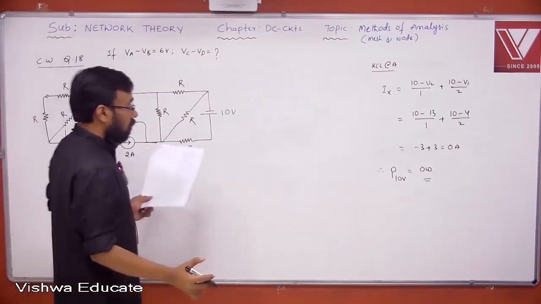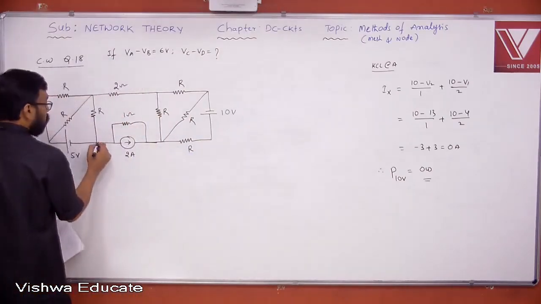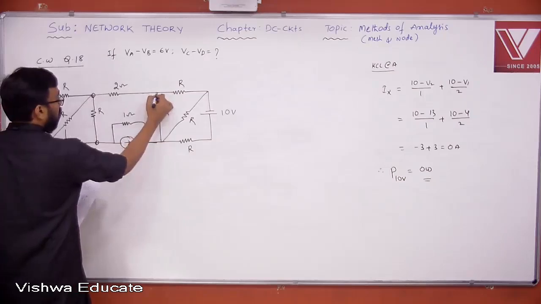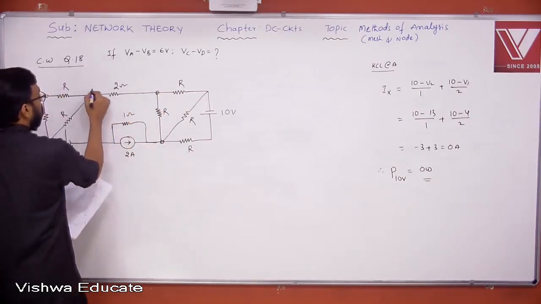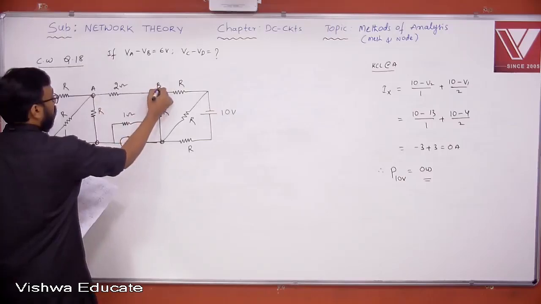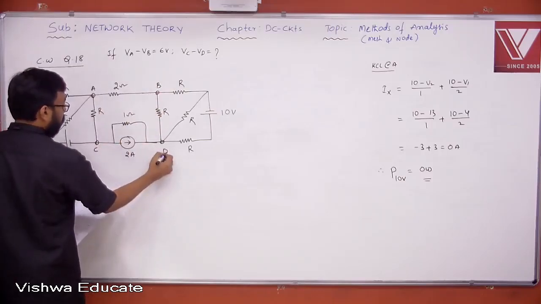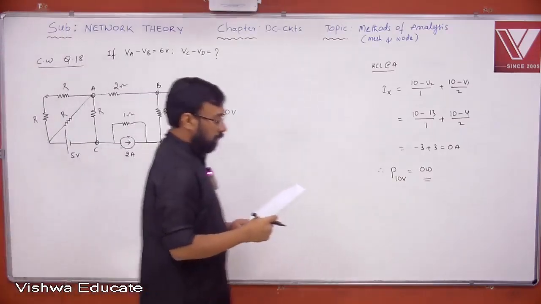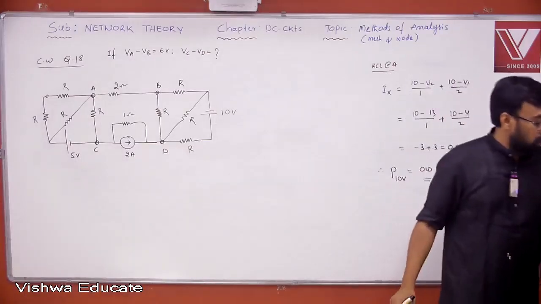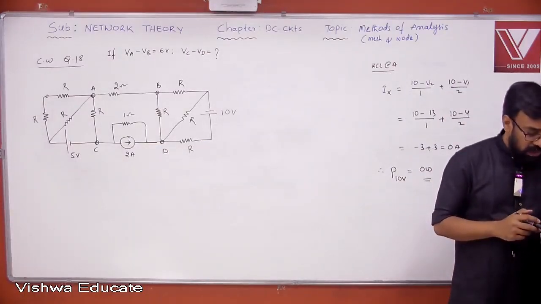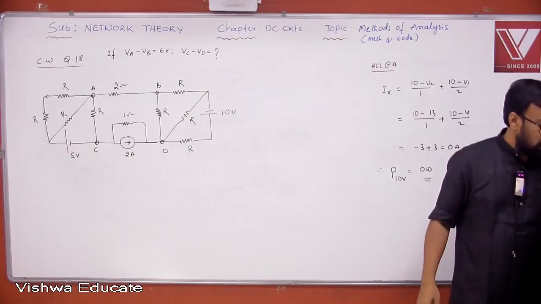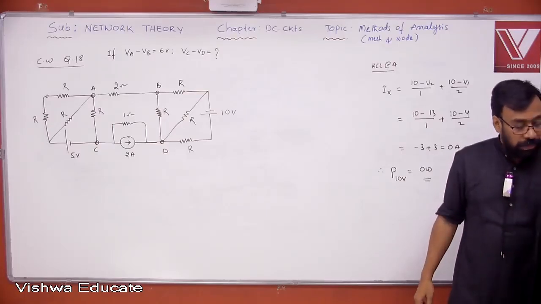The network looks like a complicated one, but the solution is very simple if you can get the point here. This is A, this is B, this is C, this is D. If VA minus VB is equal to 6 volt, then what is VC minus VD? Some options are also given.